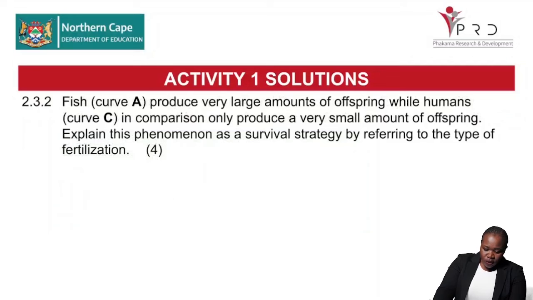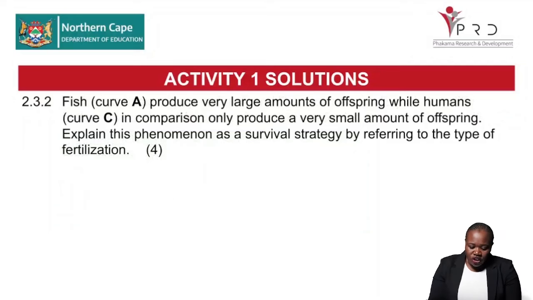2.3.2. The fish, which is Kev A, produce very large amounts of offspring, while humans, which is Kev C, in comparison, only produce a very small amount of offspring. Humans usually produce just one child at a time, twins sometimes. Explain this phenomenon as a survival strategy by referring to the type of fertilization. Now, when we are looking at the type of fertilization, in fish, we are looking at external fertilization. With humans, we are looking at internal fertilization.